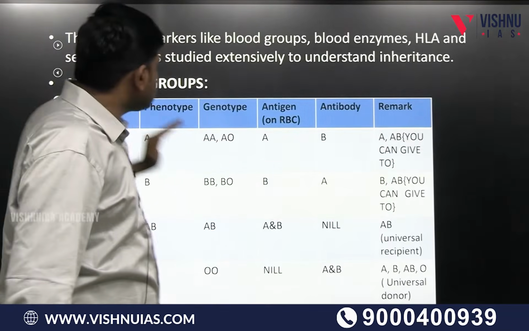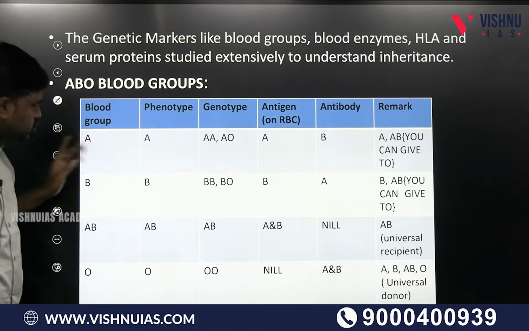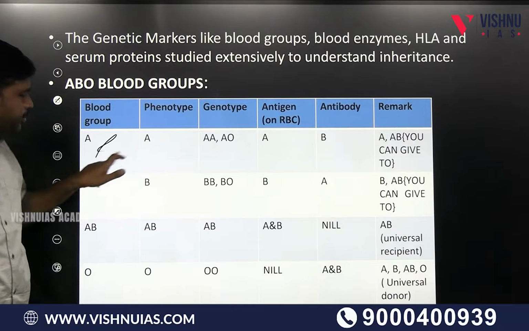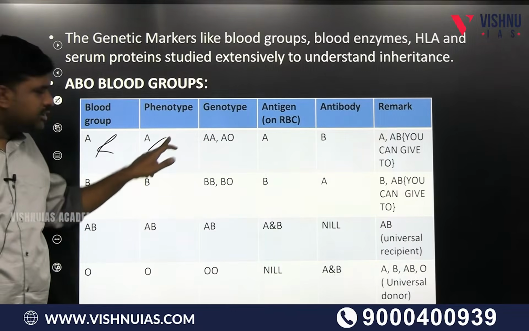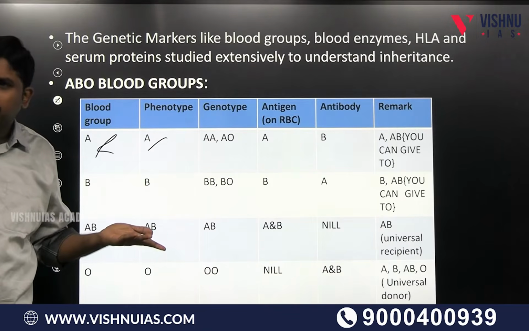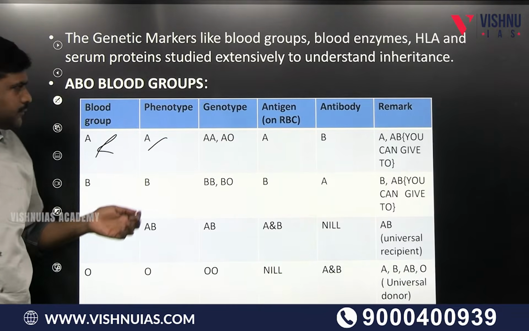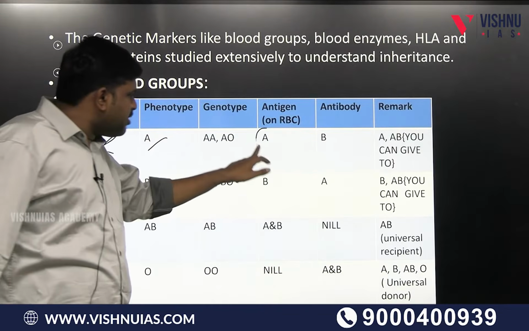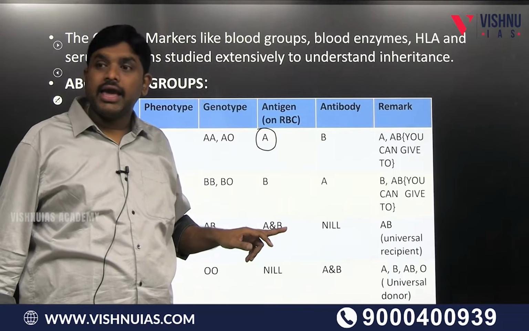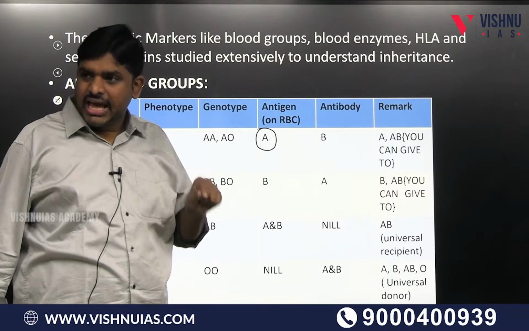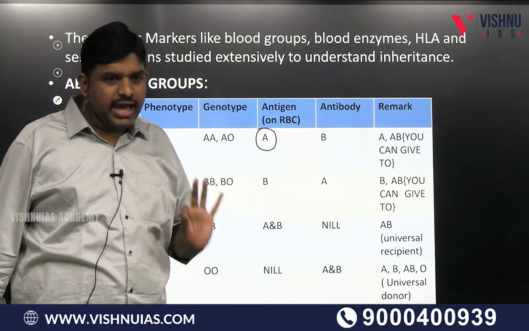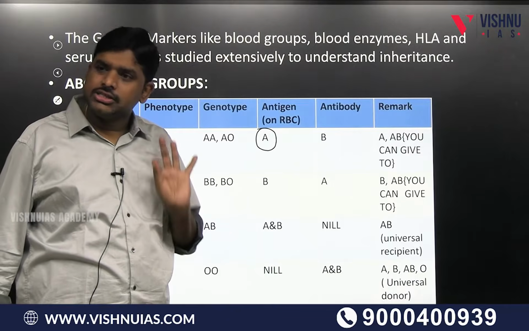So first we will discuss the ABO blood group system. Blood group A: what is visible? A. The phenotype will be called A. The antigen will be called A. Because of antigen A, the blood group will be A. Antigen is called a protein.